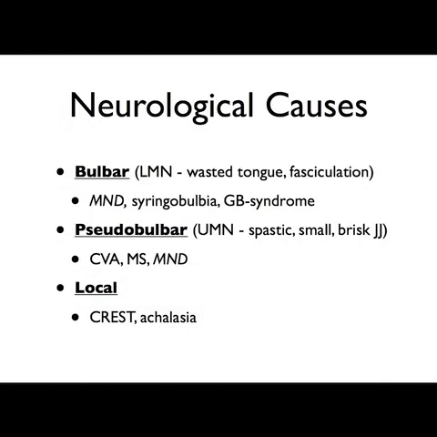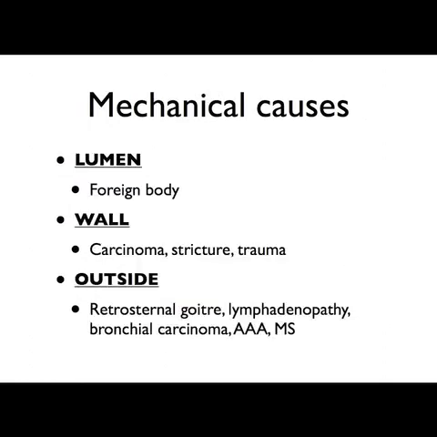Okay. So, Johnny, the final section, mechanical causes. Well, obviously, the best way to think about mechanical causes is dividing it up into things in the lumen, things in the wall, and things outside. Let's start in the lumen. It's basically any obstruction of the lumen, so it could be a foreign body, or a food bolus. In the wall, obviously, carcinoma of the esophagus, chronic esophagitis, and trauma from maybe iatrogenic things such as endoscopy. We're going to talk a bit about that later.